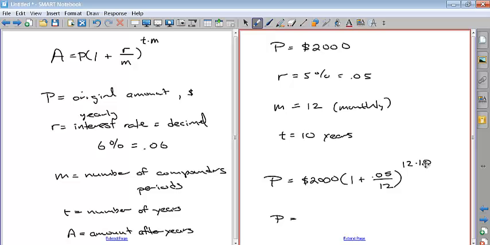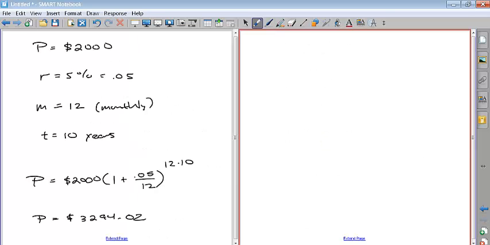So I have a nice calculator. If you don't have one, make sure you know how to do this kind of calculation. So I get as my answer $3,294.02. Now we don't go any more than cents, so we don't go any more than 2 decimal points. So what we'll find out is as the number of compounding periods increases, the amount you gain for a given number of years increases.